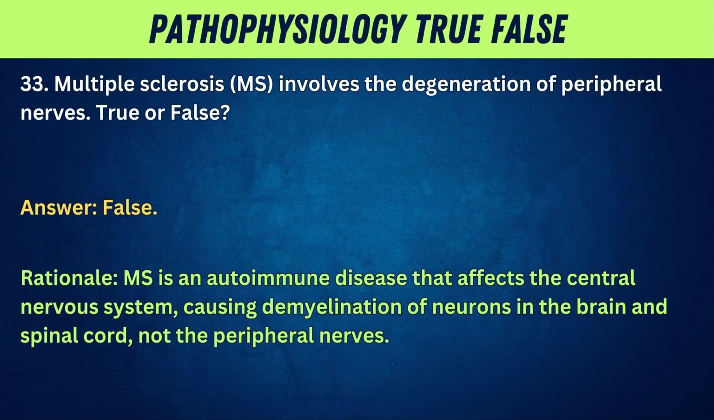33. Multiple sclerosis, MS, involves the degeneration of peripheral nerves. True or false? Answer: false. Rationale: MS is an autoimmune disease that affects the central nervous system, causing demyelination of neurons in the brain and spinal cord, not the peripheral nerves.